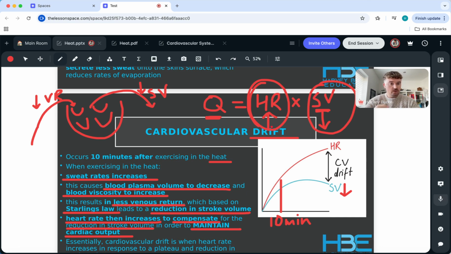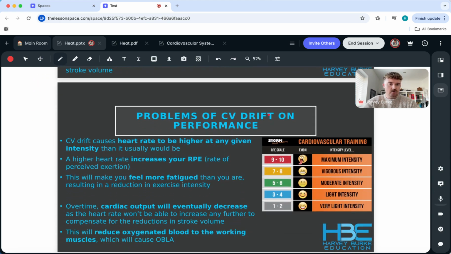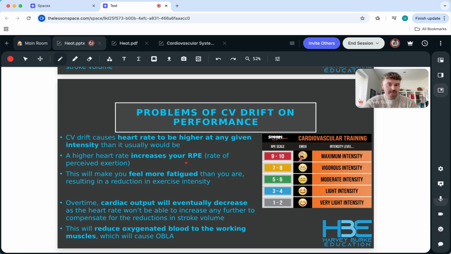So what they would want you to say, if they said, explain cardiovascular drift, it'd be this stuff. But if they said, and explain its impact on performance, they'd want you to reference why this high heart rate is an issue. And it comes down to something called your RPE. So your RPE stands for your rate of perceived exertion. And remember, your perception of something is your opinion on it. So your RPE is just how hard do you feel like you're working. And if your heart rate is higher, you feel like you're working harder than you are.